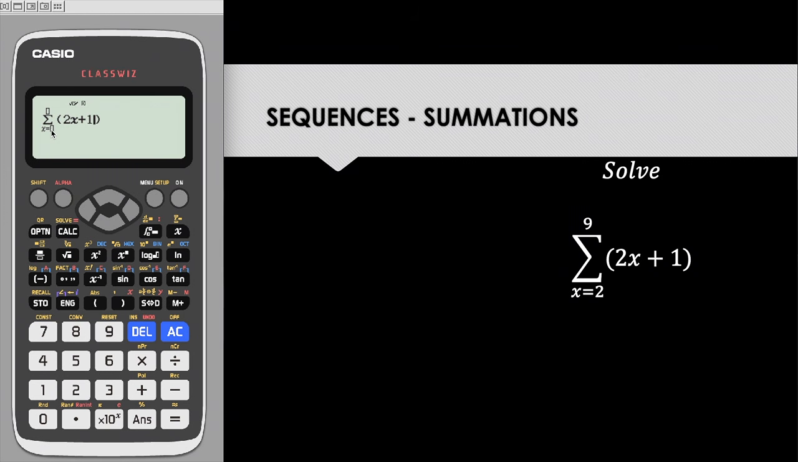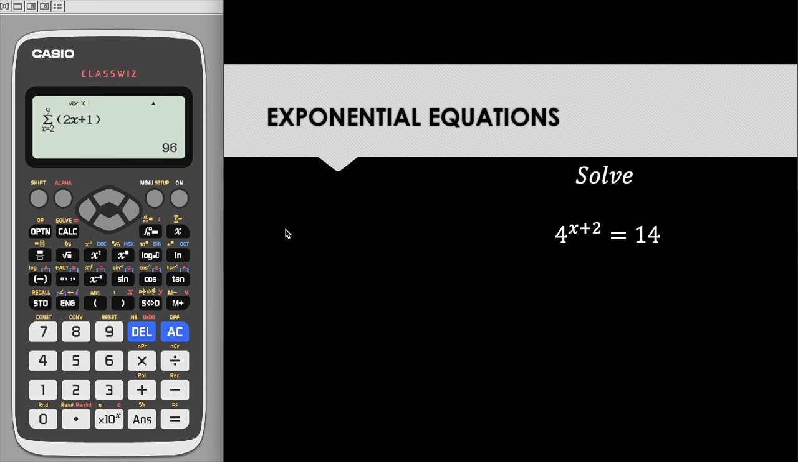Then to enter our limits for x, we go back, and as you can see, I've got to my bottom limit, so that's going to be 2. And if I keep pressing until I get to my top limit, that's going to be 9. Now, I've already calculated this by hand and I got an answer of 96. So if I select equals, I should get an answer of 96, which is what I get. As you can see, that is very quick and easy to do, and it's displayed exactly the same as the question. The next type of question you could come across is an exponential equation.